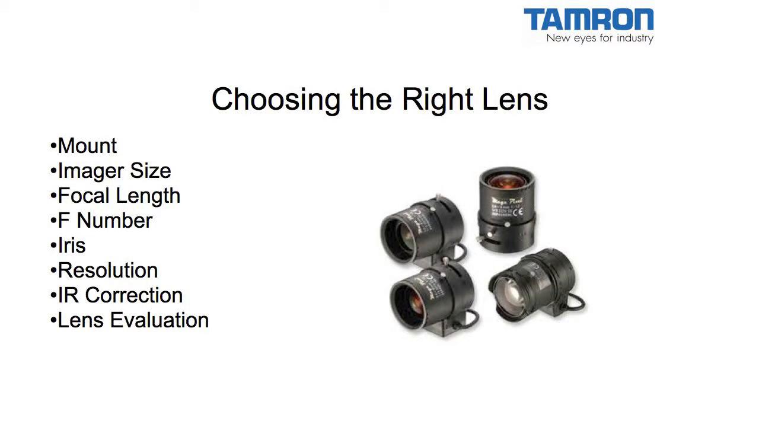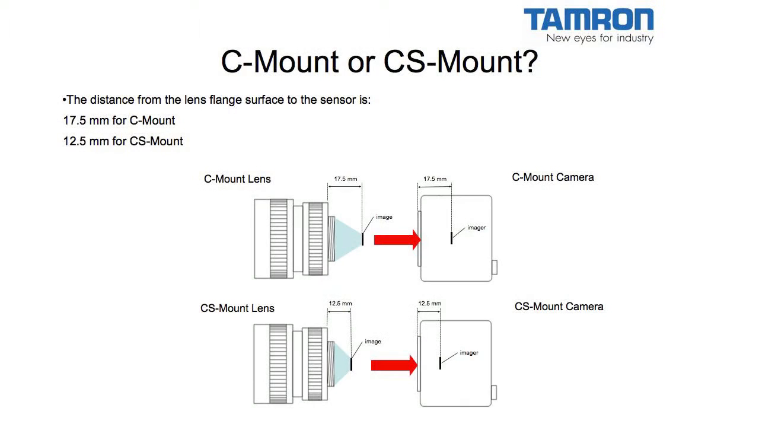Once you've decided on a camera, you will need to decide on a lens to go with it. The next section of the seminar will take you step by step through the various considerations in choosing a lens and will help you find the lens that is right for your application. The mount refers to the mechanical attachment between the camera and the lens.